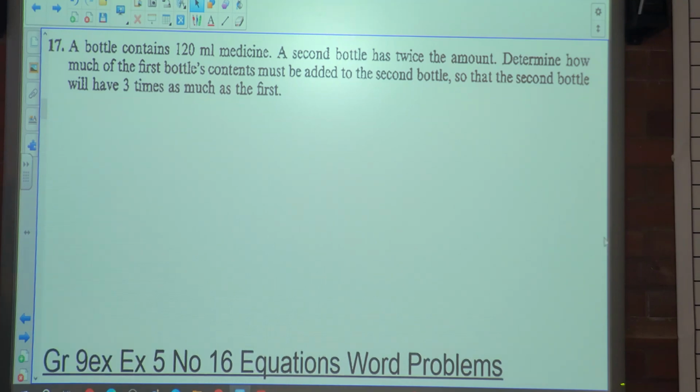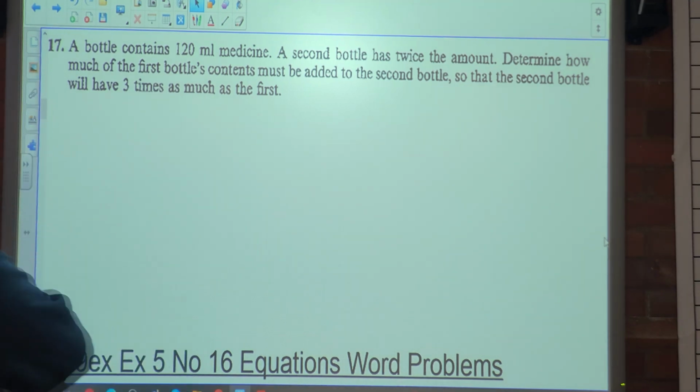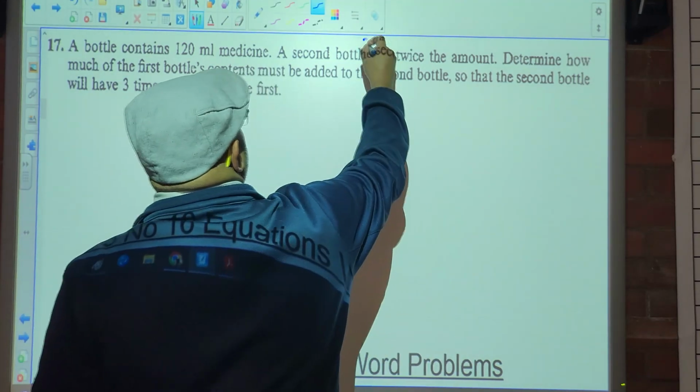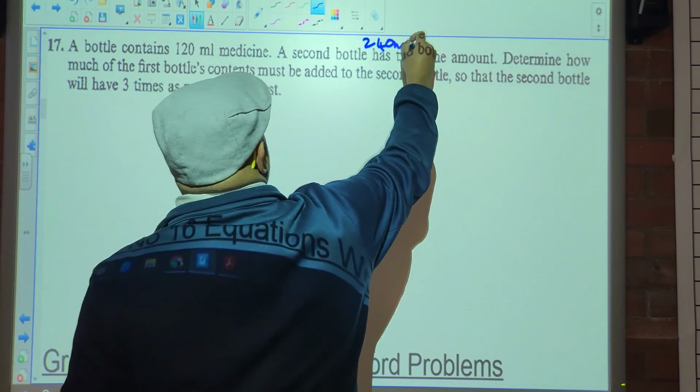Number 17. We are told that a bottle contains 120 ml medicine. A second bottle has twice the amount. So how much ml is in the second bottle? 240 ml.